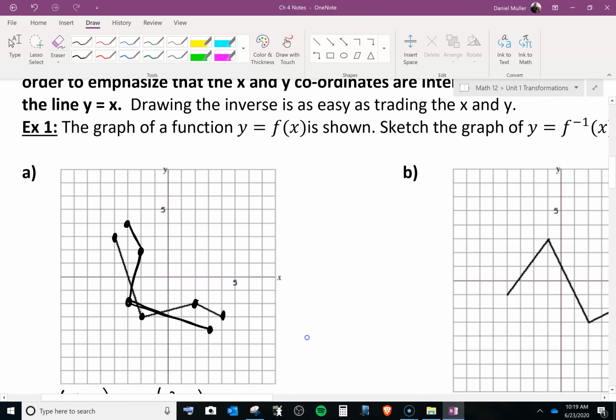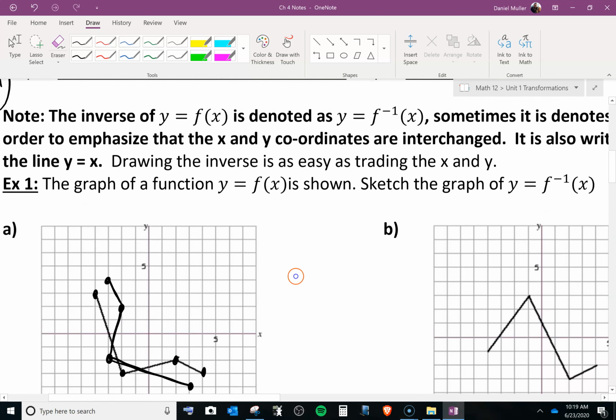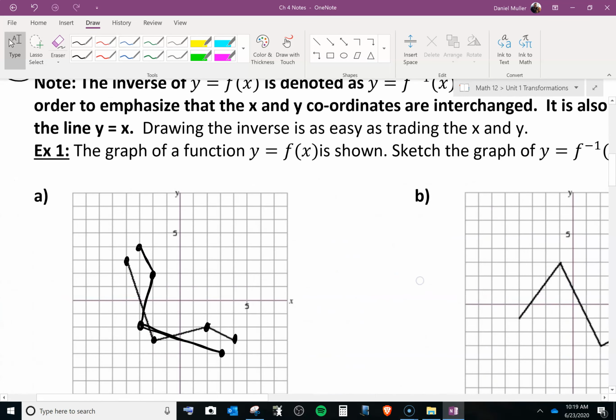Now it does say here that it's as easy as trading the x and y, done. And it's also written as a reflection over the line y equals x. Now y equals x is actually supposed to be one of the easiest lines to graph because in terms of y equals mx plus b, the number in front of x is just 1. So your slope is 1 over 1. And then you're adding nothing. So you start at 0 and you have a slope of up 1 over 1, up 1 over 1. So you're going to get this diagonal line that's in the very middle here.